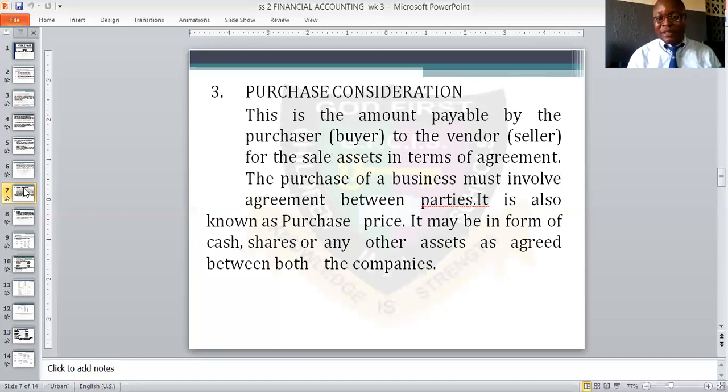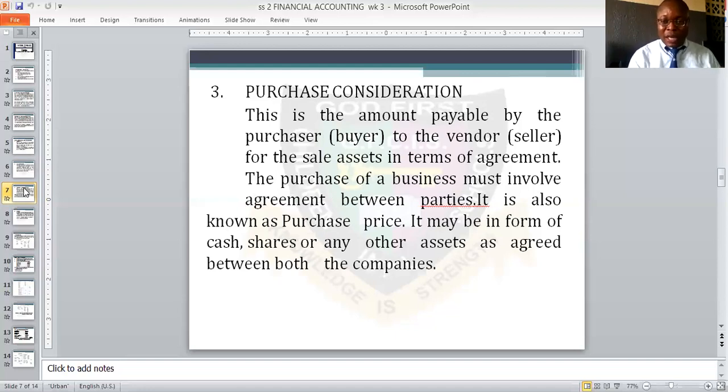The amount being paid by the buyer, or the purchaser, to the vendor. We call that vendor the seller. So vendor is the seller for the sale of asset in terms of agreement. So it simply means there must be an agreement between the two parties. Who are the two parties? The buyer and the seller.